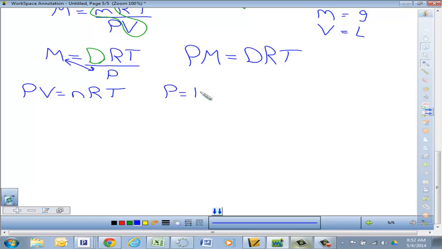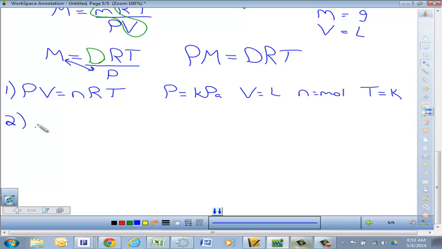So if we revisit the equations, PV equals nRT. Units: pressure in kPa, since that's how I'm going to drive it. Volume has to be in liters. n has to be in moles. Temperature has to be in Kelvin. That's ideal gas equation number 1.